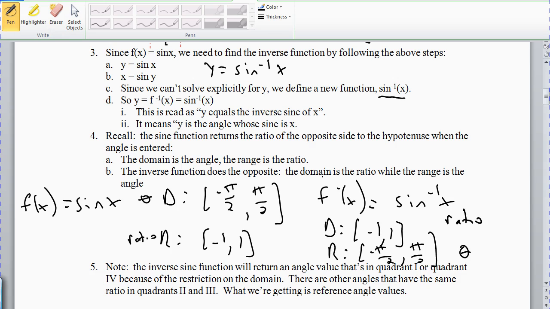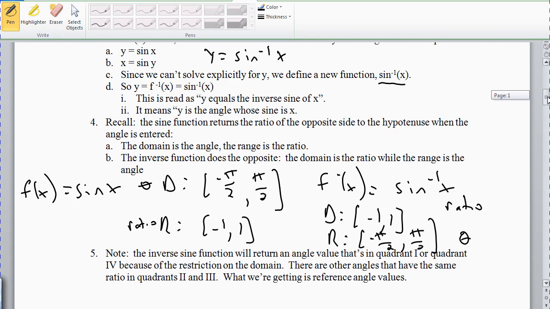And that's what this says. The domain is the ratio, while the range is the angle. Sometimes if you see the domain and range, how they actually look, you'll start recognizing pi halves, which are in radians.